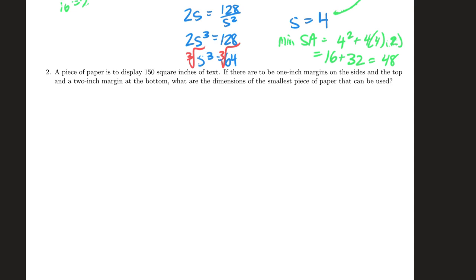Next, a piece of paper is going to display 150 square inches of text. There's a 1-inch margin on the sides and top and a 2-inch margin at the bottom. All right, what are the dimensions of the smallest piece of paper that can be used?